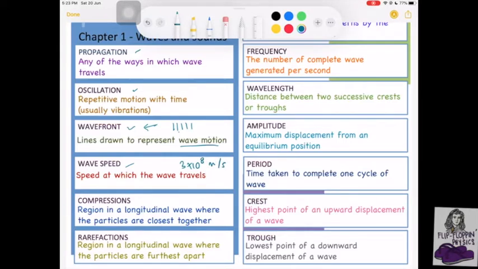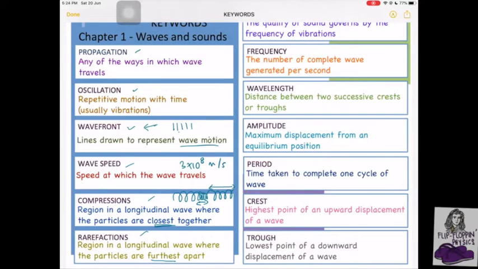And then for longitudinal waves, there are two words that apply to them. The first one is compression and the second one is rarefaction. Compression is the region where particles are closest together. So if you look at a slinky, then this area here will be the compression. And then the rarefaction is where the particles are further apart. So this area here will be the rarefaction.